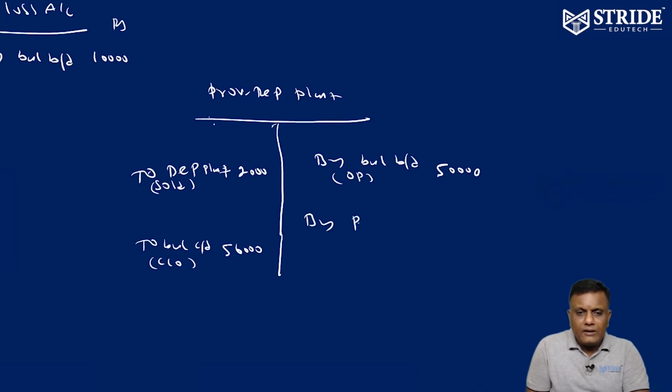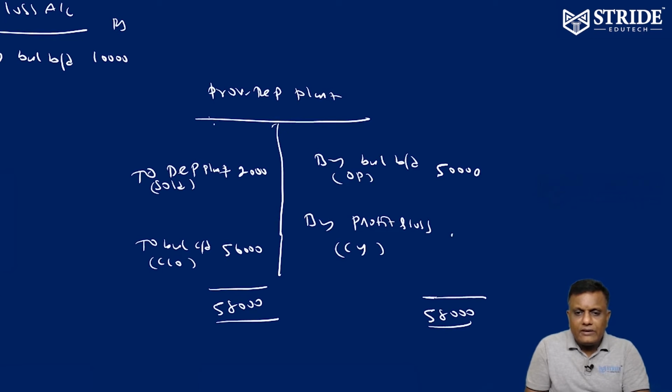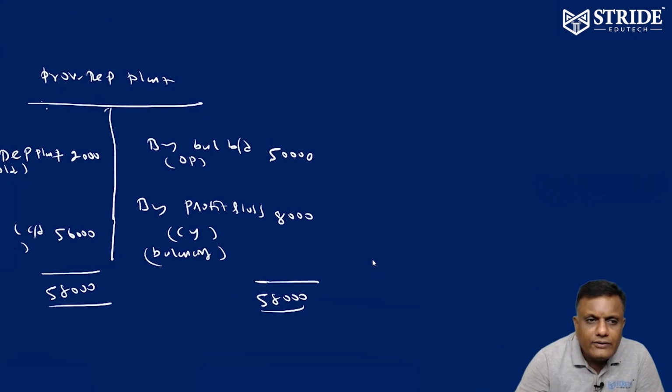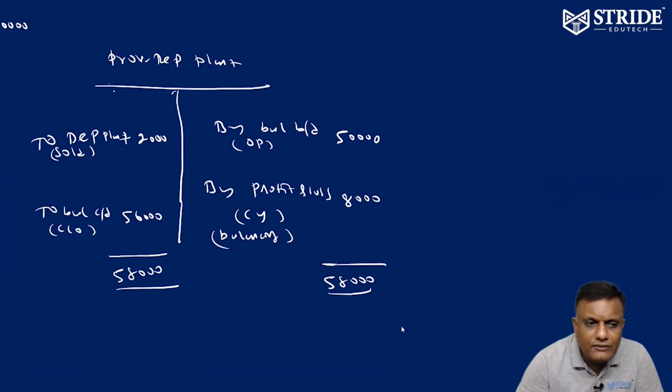Missing figure by profit and loss account, which means this amount belongs to current year depreciation, which means 58,000 total. So 58,000 total, balance sheet figure 8,000, therefore this belongs to the balancing figure, 8,000. This is current year depreciation 8,000, right.